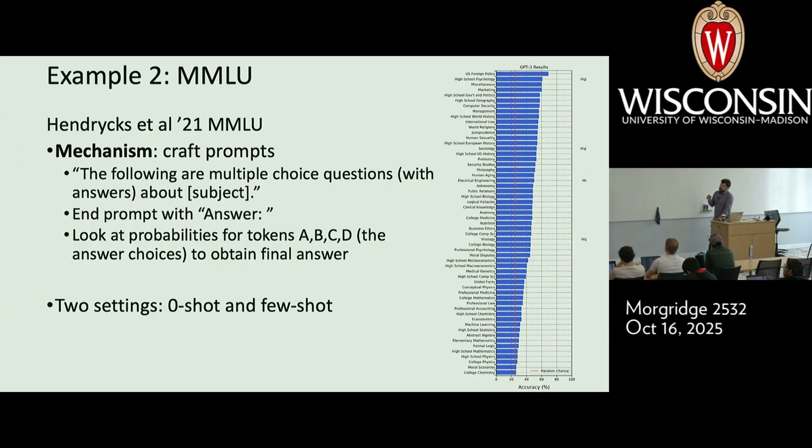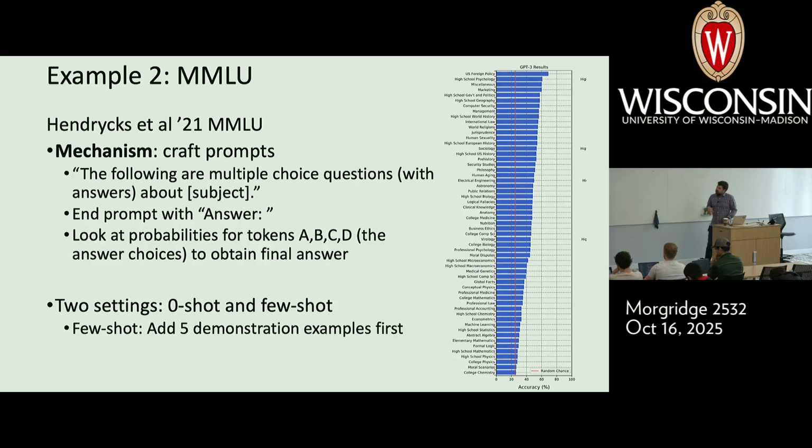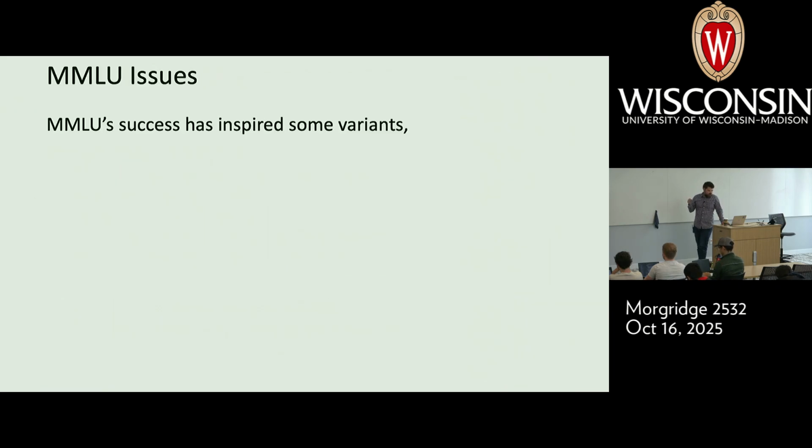You also have two settings, right? You can do zero shot, where you just have the multiple choice question, or you can do few shot, where you include some sample questions in the prompt to help the model figure out what it's supposed to do. So this is kind of it here. There's nothing special about it besides these 5 demonstration examples. Let's see some of the annoying issues real quick.